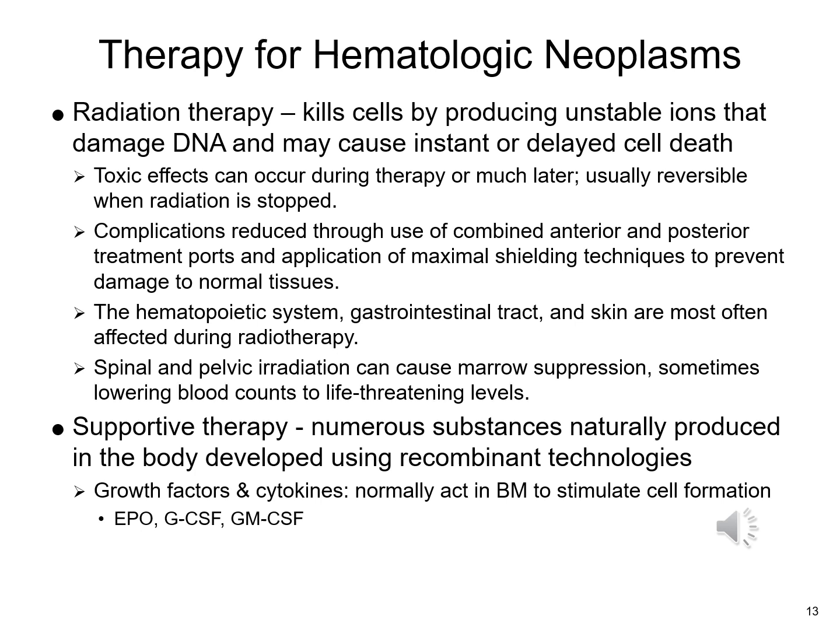Complications are reduced through the use of combined anterior and posterior treatment ports, and the application of maximal shielding techniques that are actually going to help to prevent any sort of damage to normal cellular tissue. The hematopoietic system, gastrointestinal tract, as well as skin are most often affected during radiotherapy. Now, treatment of spinal and pelvic areas can actually suppress the marrow, which can cause a lowering of your blood counts, to where it can actually reach a point of being life-threatening.